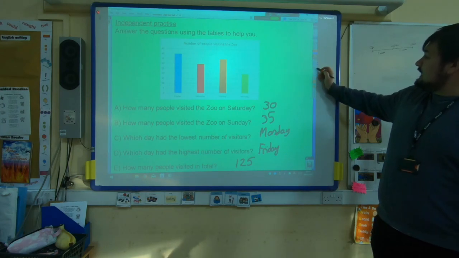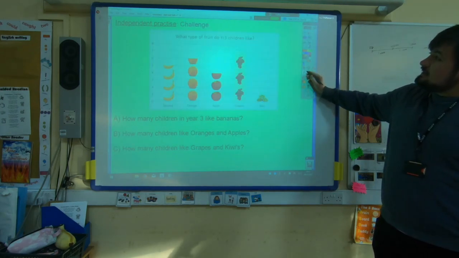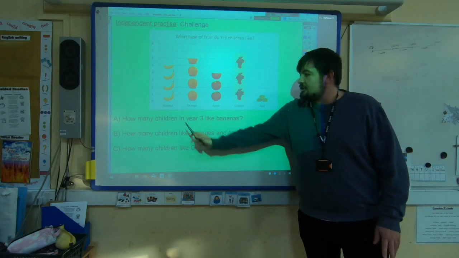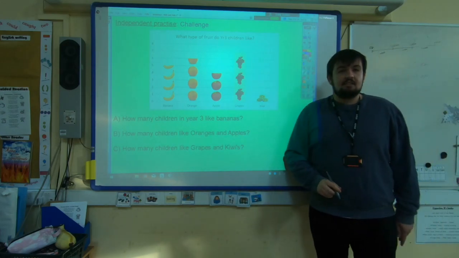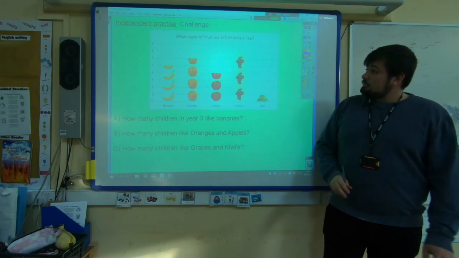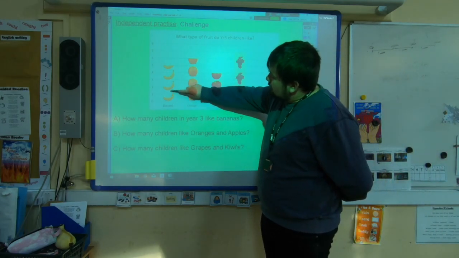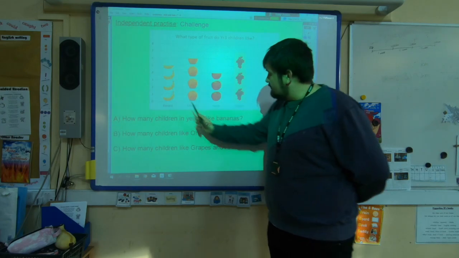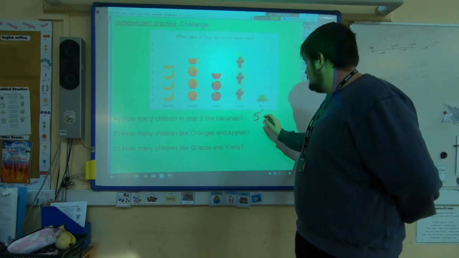Let's go on to our next question then. So, our challenge. How many children in year 3 liked bananas? Ellie May? 5. 5 children. Let's have a look, because it's not done in quantities this time. We can just go across. Yeah, 5. Nice stuff.